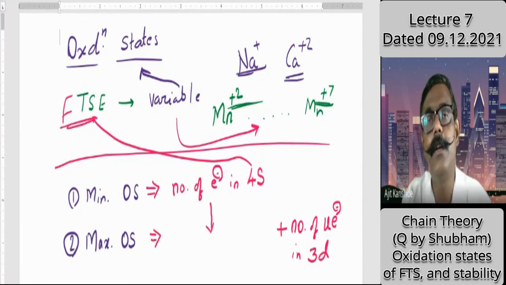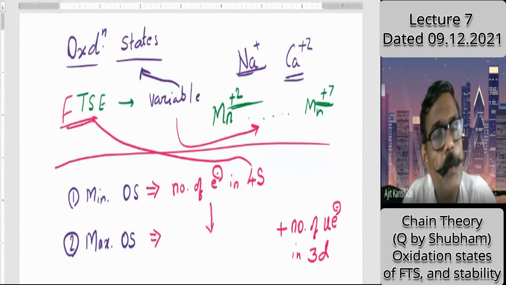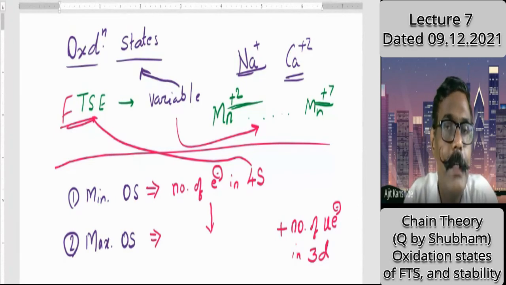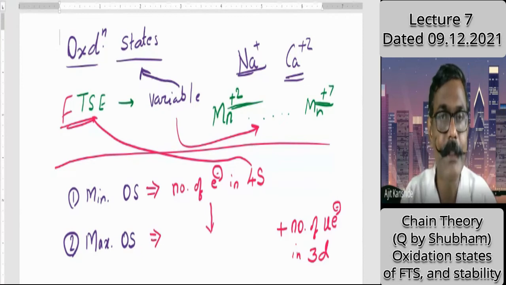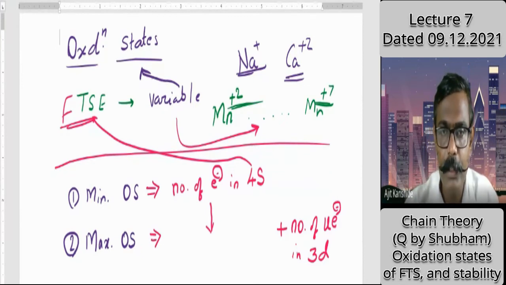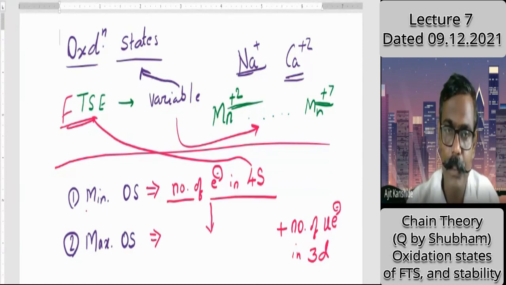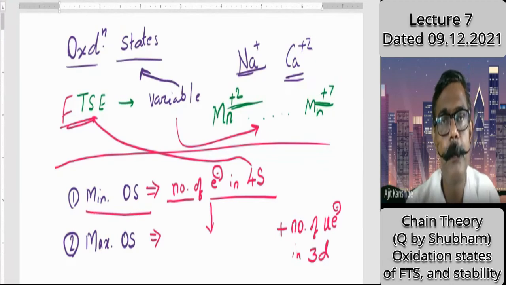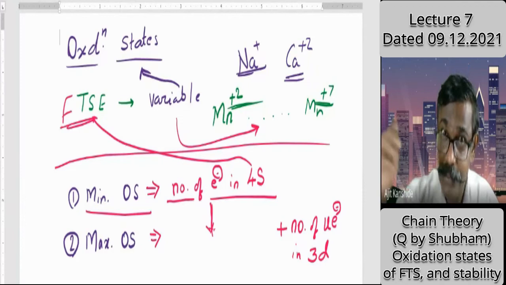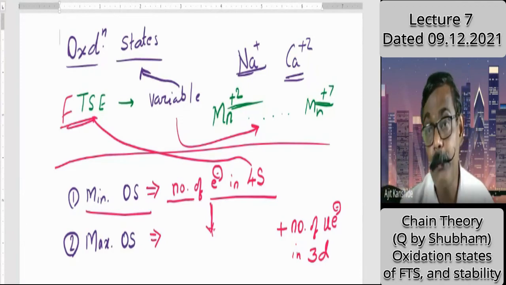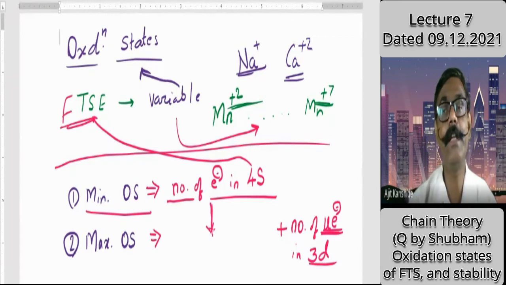That's a d orbital. So if we know the atomic number and the electronic configuration, then we can understand the oxidation state. For that, you need to remember these two formulae. Minimum oxidation state is equal to the number of 4s electrons, and maximum oxidation state is equal to that number plus the number of unpaired electrons in the 3d orbital.